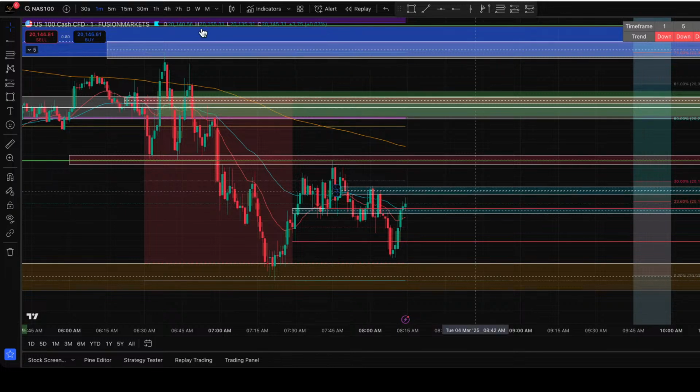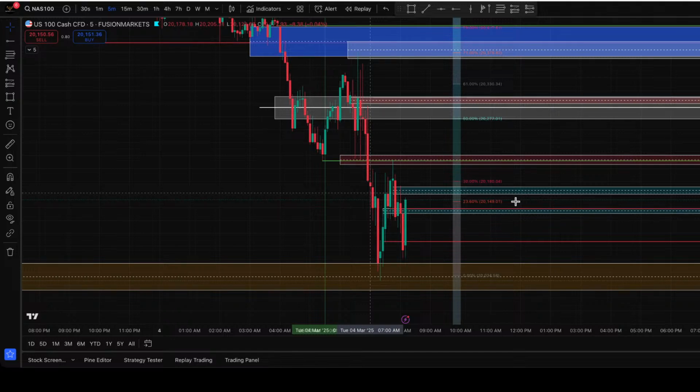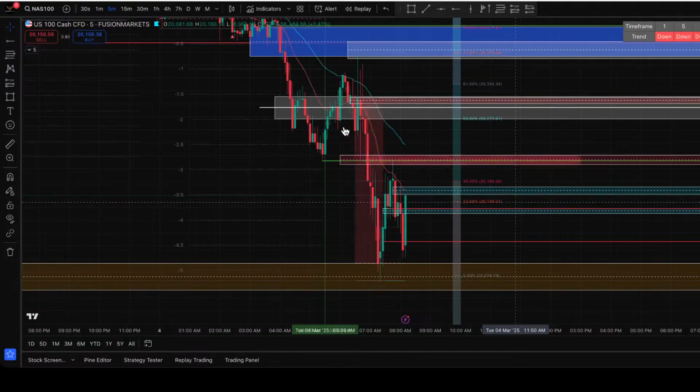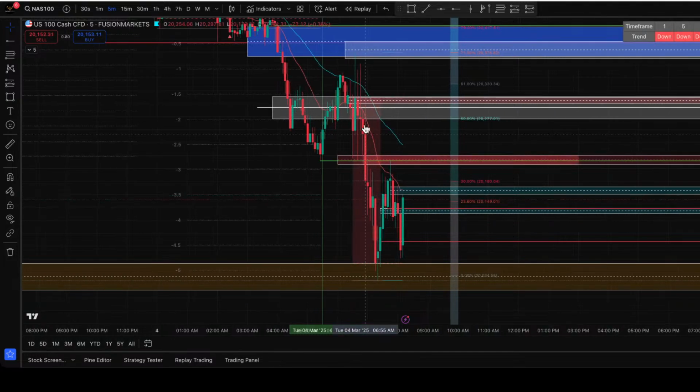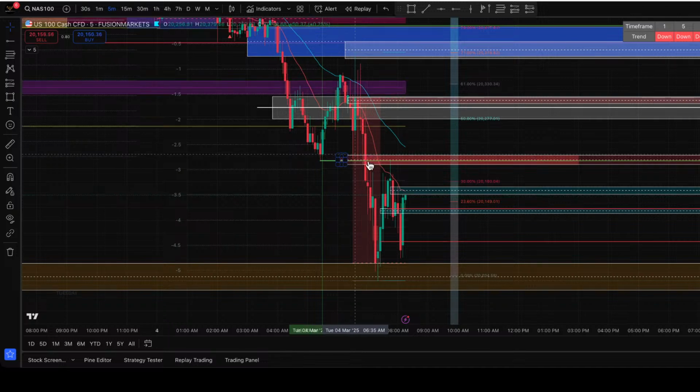This is actually a hideous day. Let's go back up to the 5M. There's no fair value gaps here. Literally, the only one that was created was this one. Every other one got violated almost immediately, or there were none.